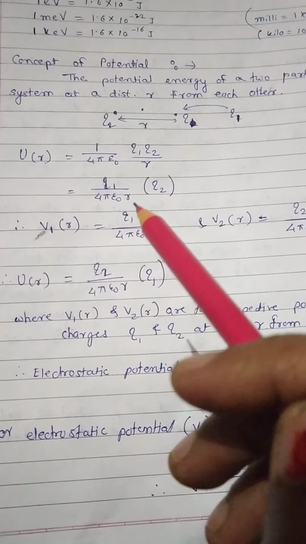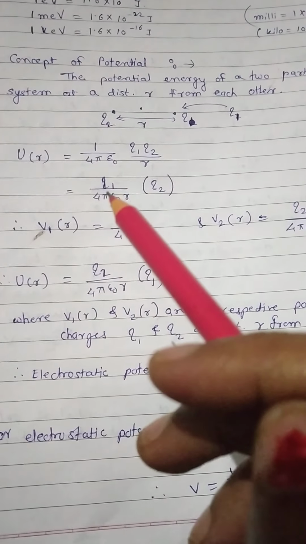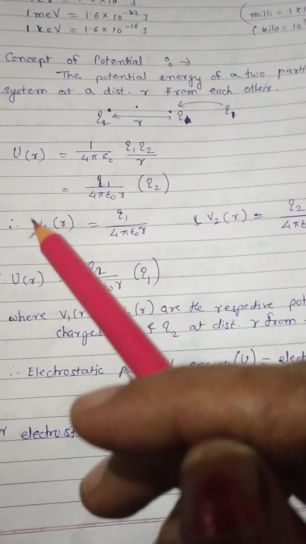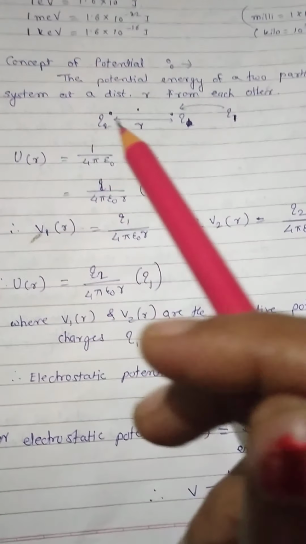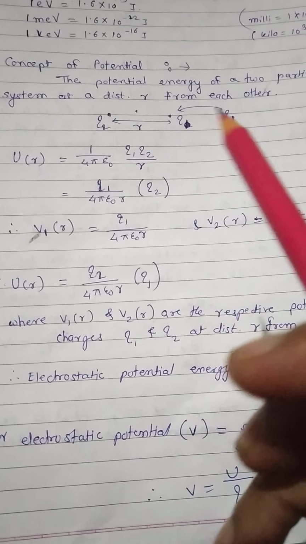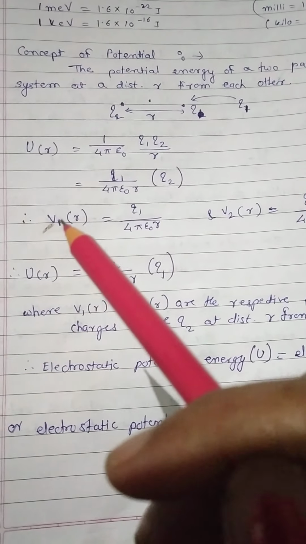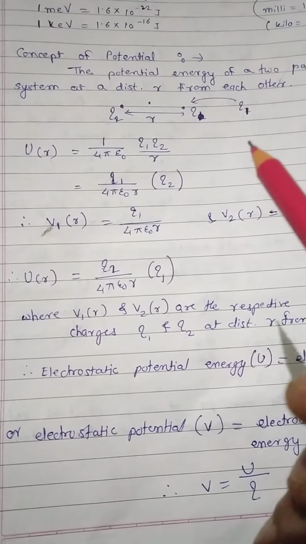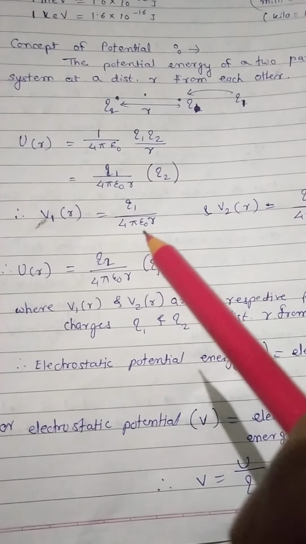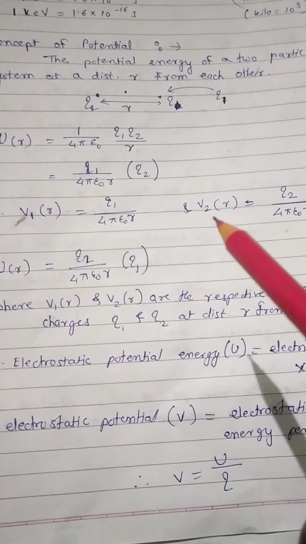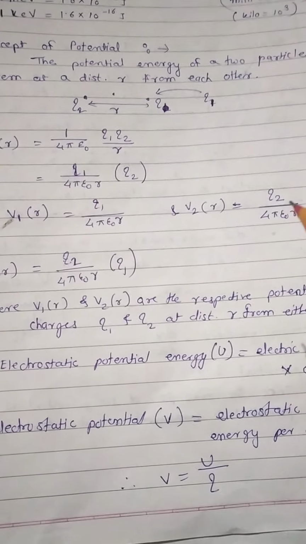Why is it written in this form? Because the Q2 charge exerts a force on the Q1 charge. Q1 is a separate charge and Q2 is also a separate charge, so the potential at Q1 and the potential at Q2 are different. V1, the potential due to charge Q1 at distance R, is Q1 upon 4 pi epsilon naught R, and V2 is equal to Q2 upon 4 pi epsilon naught R.